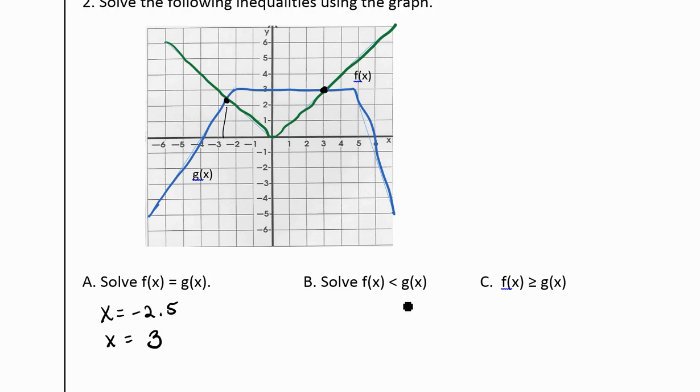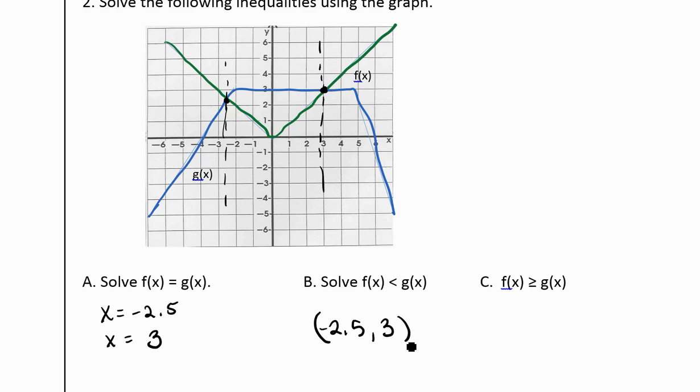So if we want to know where is f of x less than g of x, well, we're saying where is the green line less than the blue line, and it's going to be between these two dotted lines, right? That's where f of x, the green part, is below the blue part. And since it's just less than, we'll use parentheses in our interval notation. This would be between negative 2.5 and 3.